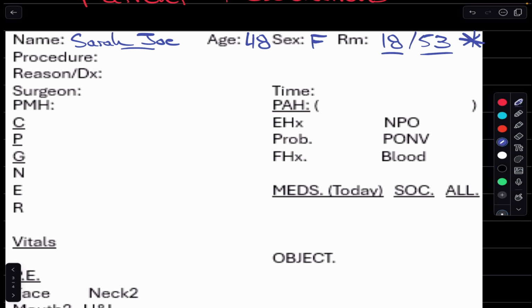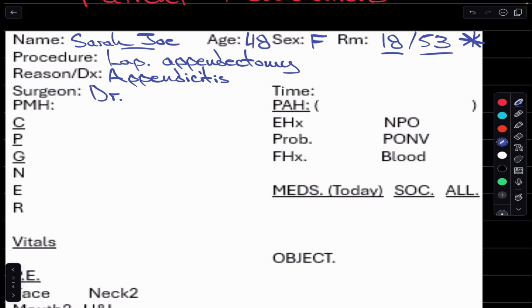Procedure. So for her, we'll say she's undergoing laparoscopic appendectomy, for, we'll say, appendicitis. You could add on details, perforated appendix or something along those lines. With surgeon, we'll say Dr. Van Dyne. Time. So again, this could be a few things, but we'll say 0700. The other thing that's really helpful to know is, say it's like boarded for 90 minutes.